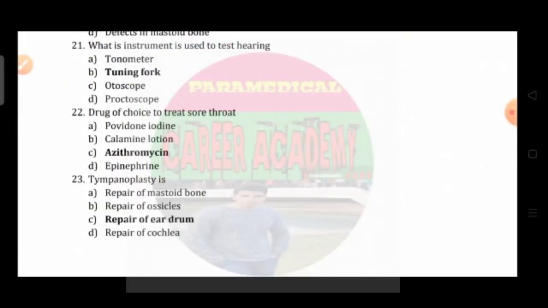Question number 21: What instrument is used to test hearing? Option A is tonometer. Option B is tuning fork. Option C is otoscope. Option D is proctoscope. So the correct answer is option B.